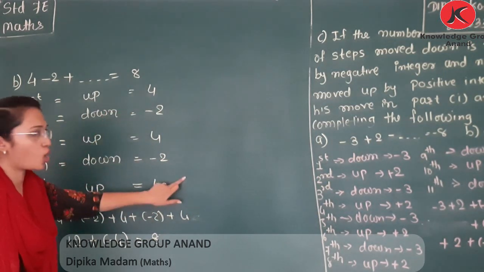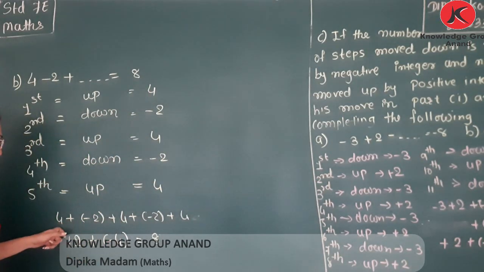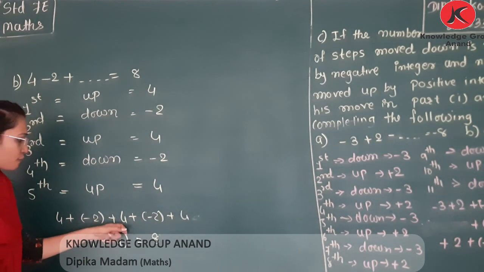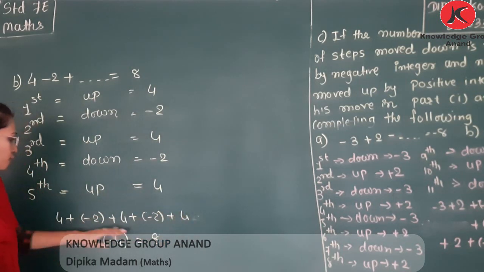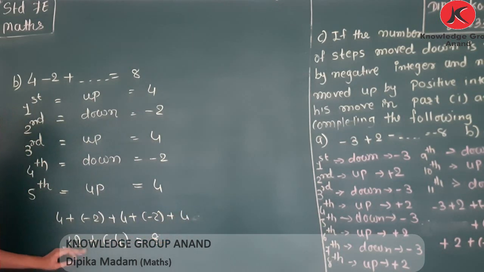Now represent all this number as a series. 4 plus minus 2 plus 4 plus minus 2 plus 4. So 4 4 4, that is 12, minus 2 plus minus 2, that is minus 4. 12 plus minus 4 is 8, that is positive.